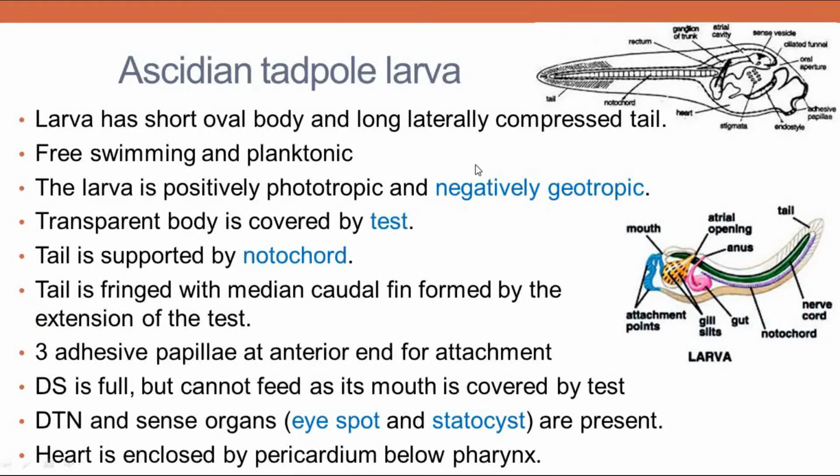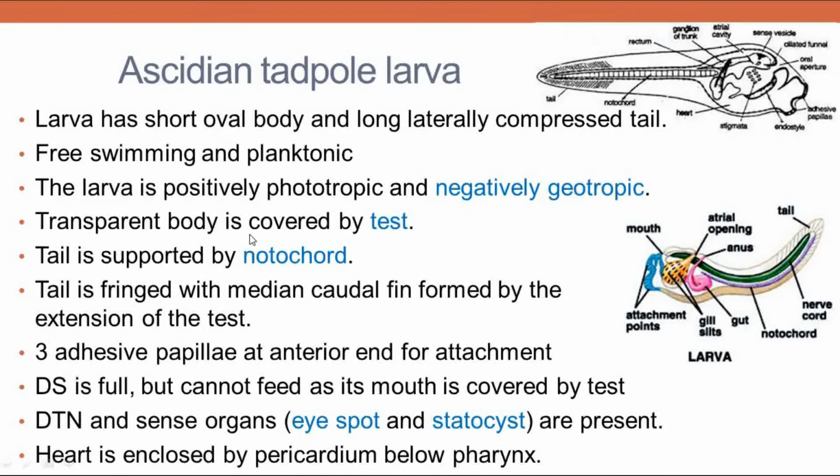Then the Ascidian tadpole larva has so many features that are not present in the adult. The larva has a short oval body and a long laterally compressed tail, just like fishes or the tadpole of the frog. The Ascidian tadpole larvae are free-swimming and planktonic. The larva is positively phototropic and negatively geotropic.